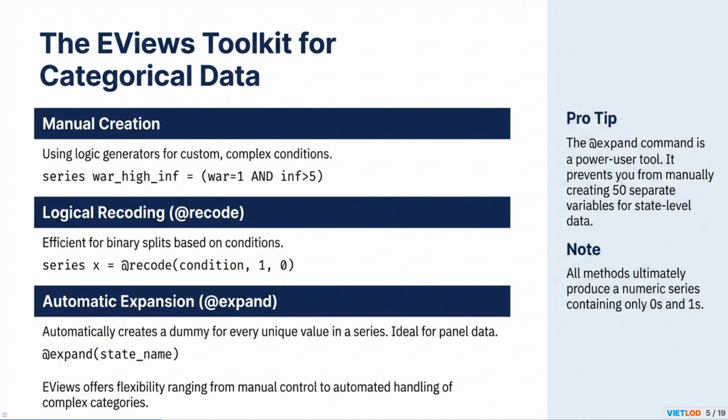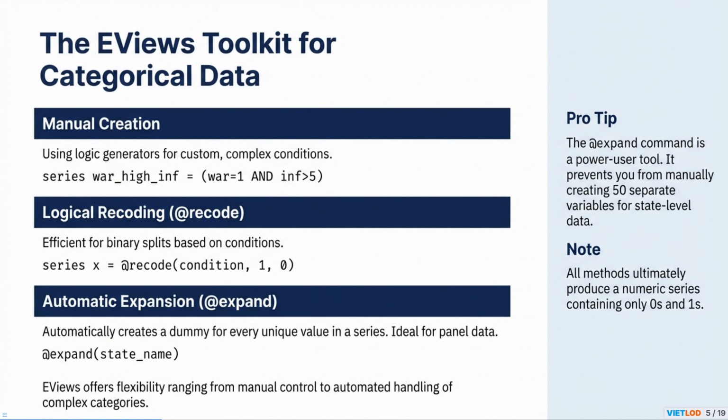For full control and complex conditions, you can create dummies manually using logic generators. For instance, you could create a dummy for a period of war combined with high inflation. A more efficient method for binary splits is the @recode function. You provide a condition, and it assigns a 1 if true and a 0 if false. It's clean and simple. The most powerful tool, especially for panel data with many categories, is the @expand command.